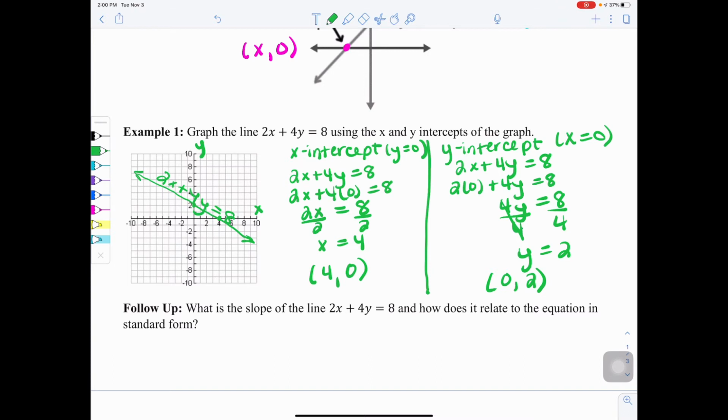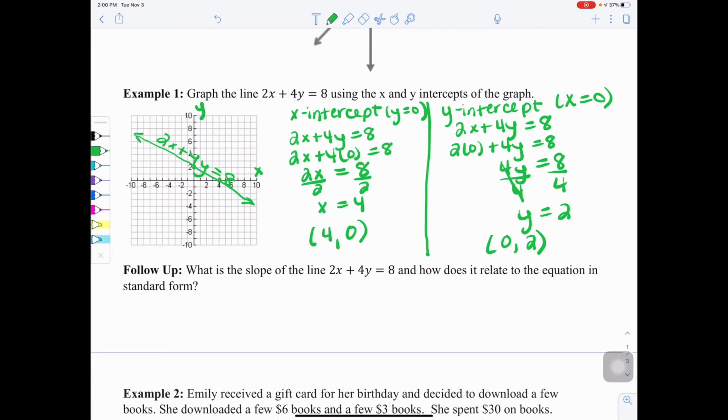Now, as a follow-up to this question, what is the slope of the line 2x plus 4y equals 8? And how does it relate to the equation in standard form? So if we look at the slope up above by using the 2 points we have, and we use rise over run, we see that we went down 2 and to the right 4. So down 2 would be negative 2. To the right 4 would be a positive 4. That simplifies to negative 1/2.